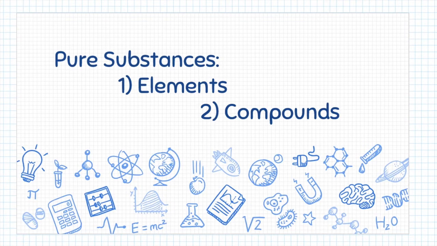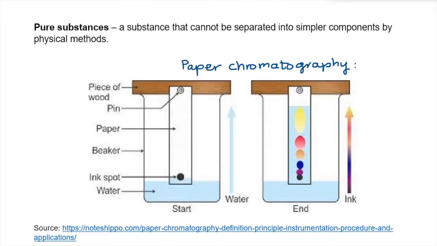In this video we will take a look at what pure substances are and we will distinguish between elements and compounds. Let's start off by defining a pure substance. We say that this is a substance that cannot be separated into simpler components by physical methods.